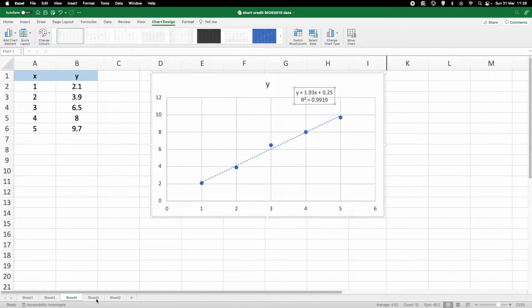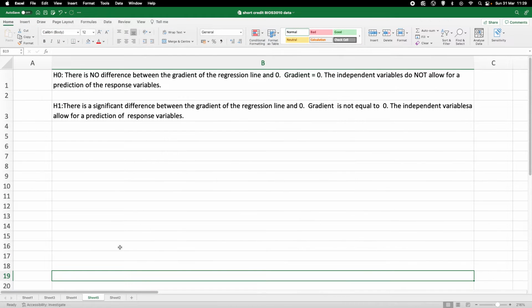And we can formulate that in terms of some null hypotheses. Here the null hypothesis is there is no difference between the gradient of the regression line and 0. So basically the gradient is 0. That then means that the independent variables cannot be used as predictors for the response variables.